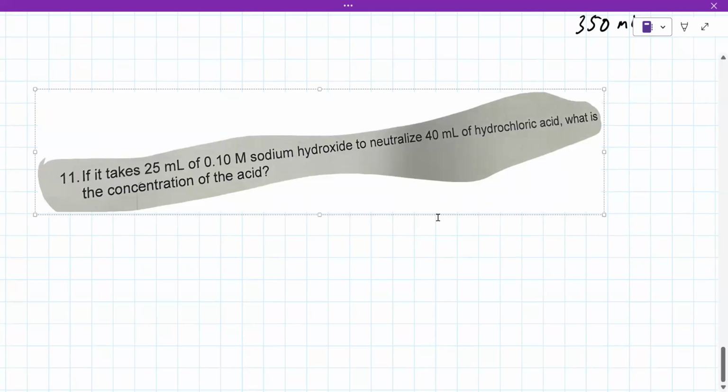It takes 25 milliliters of a 0.1 molar sodium hydroxide to neutralize 50 milliliters of a hydrochloric acid. What is the concentration of the acid? Okay, so there's something about neutralizing. So I think that means it's the same concentration. No, that wouldn't make sense, because that's what it's asking for. All right, let me check on this.